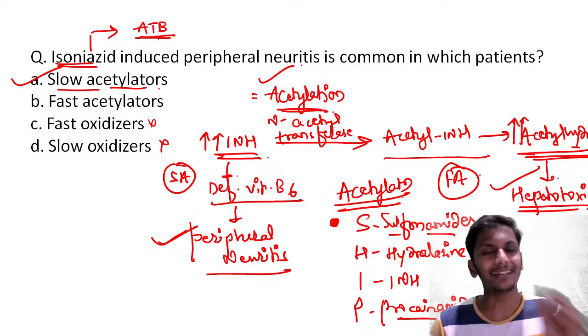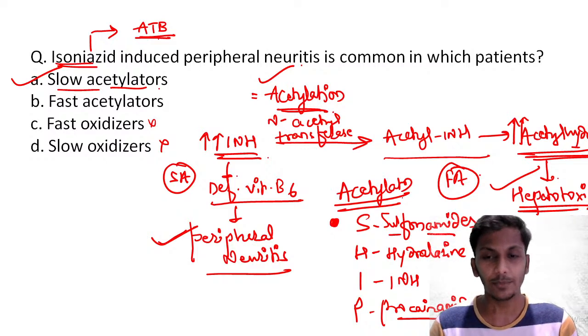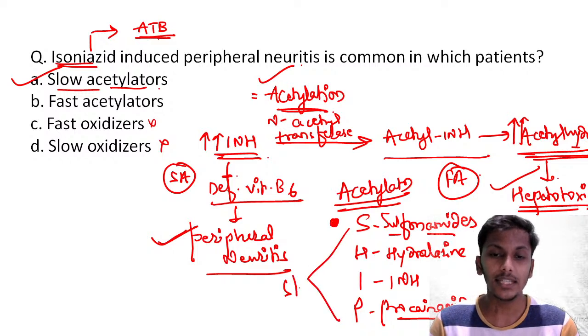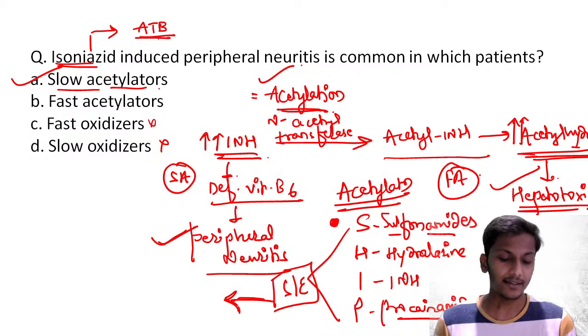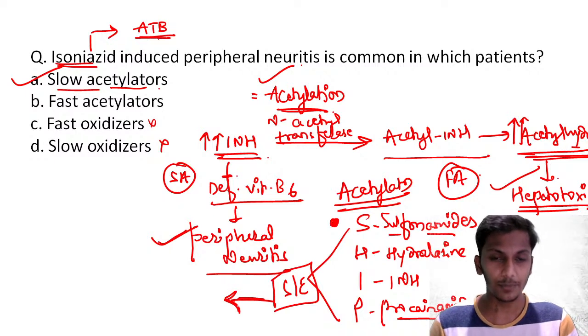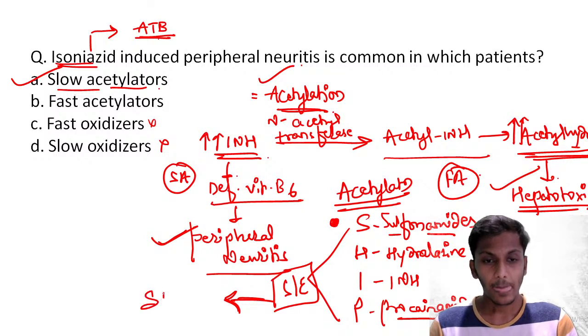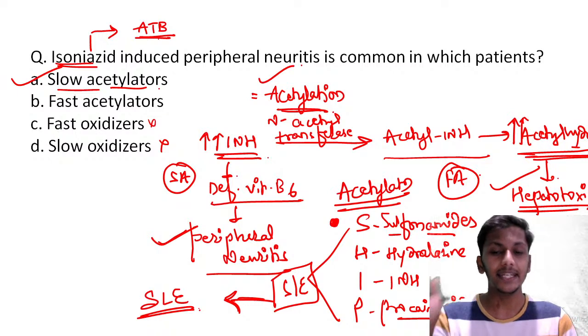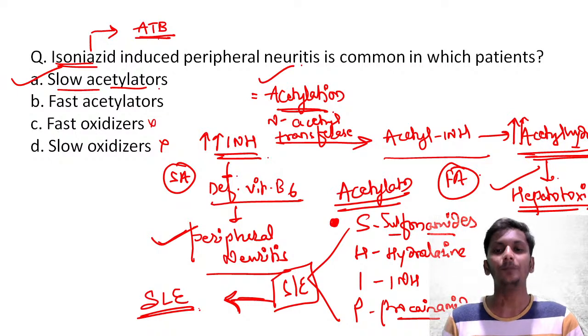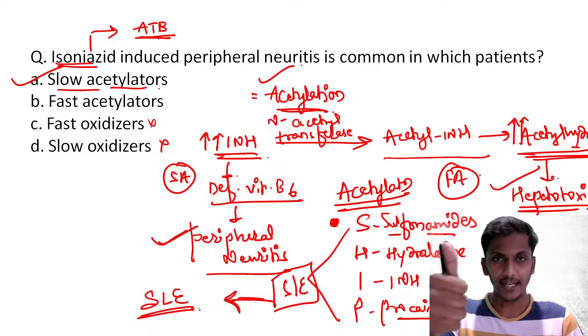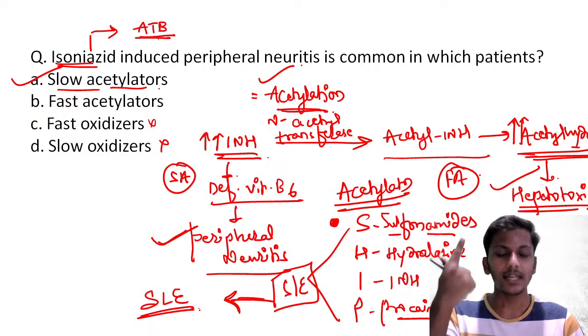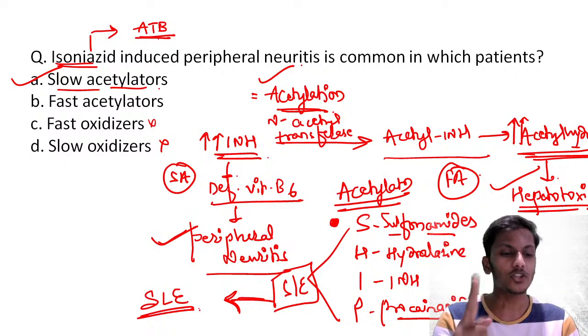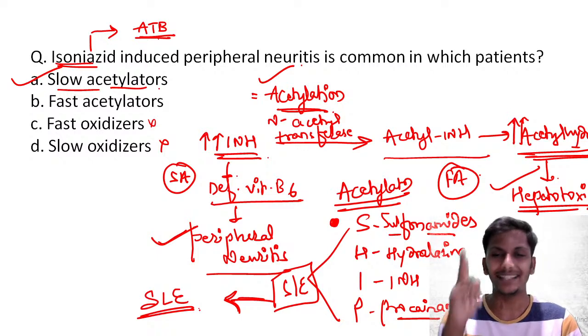And what is the characteristic side effect which can be seen with these SHIP drugs? That is very much important. The characteristic side effect which can be seen with these SHIP drugs is, so please remember, systemic lupus erythematosus. SLE is the characteristic side effect. So please remember, SHIP drugs are metabolized by acetylation, and second point, they can cause SLE. Okay, these two are the most important points I would like you guys to remember at any cost.